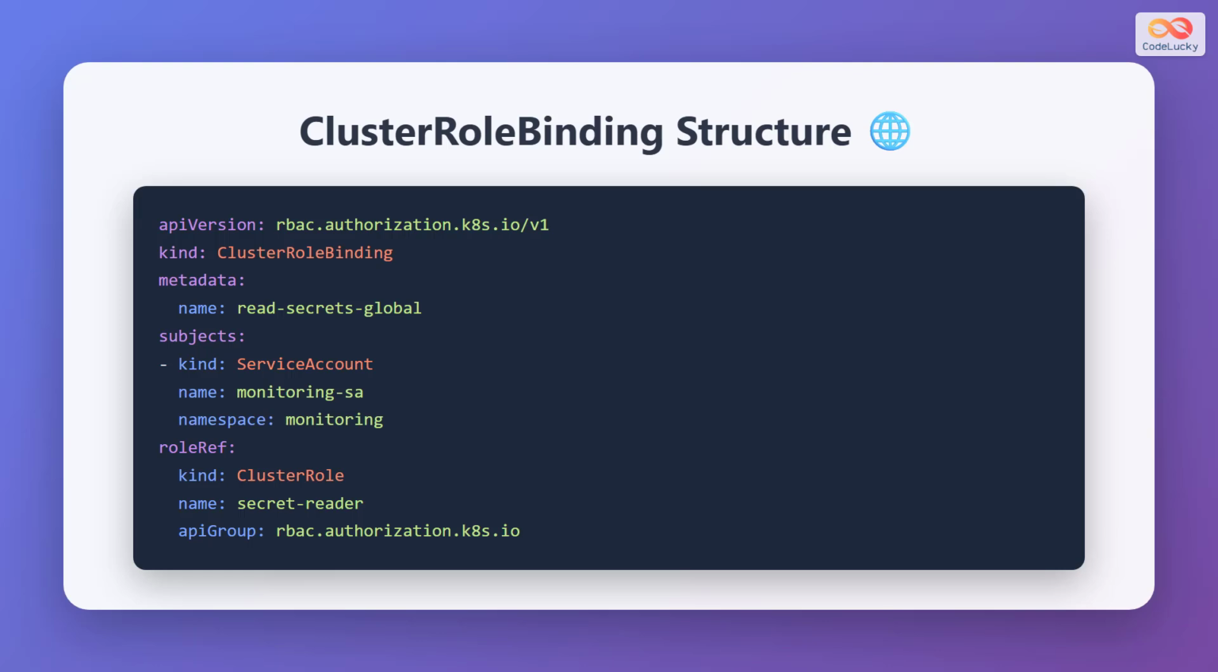Now let's look at a ClusterRoleBinding structure. It uses the same API version as RoleBinding, but the kind is ClusterRoleBinding. Notice that the metadata section does not include a namespace field because ClusterRoleBindings apply cluster-wide. The subject section here specifies a service account named monitoring-sa in the monitoring namespace. When binding service accounts with ClusterRoleBinding, you must specify their namespace in the subjects section. The roleRef references a ClusterRole named secret-reader, granting this service account the ability to read secrets across all namespaces.